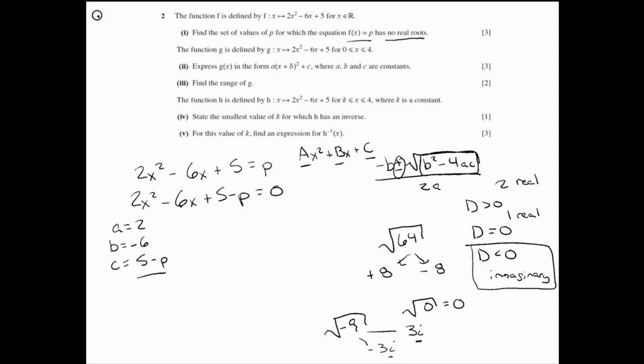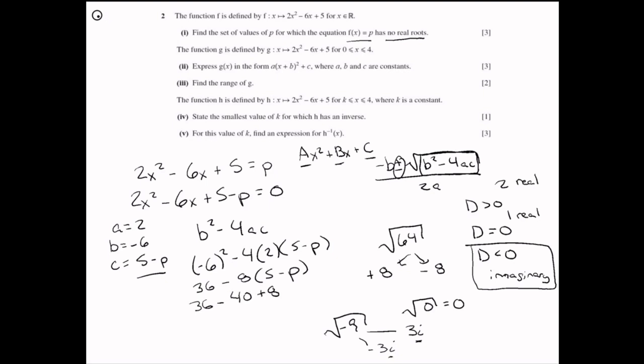So we would start with the discriminant: b squared minus 4ac. I always like writing that. It just makes me feel confident with what I'm going to plug in next. We'd have negative 6 squared minus 4 times a, which is 2, times c, which is 5 minus p. So we have 36 minus 8 times 5 minus p. That's 36 minus 40 plus 8p. Remember to distribute those negatives over. So 36 minus 40 is negative 4 plus 8p.